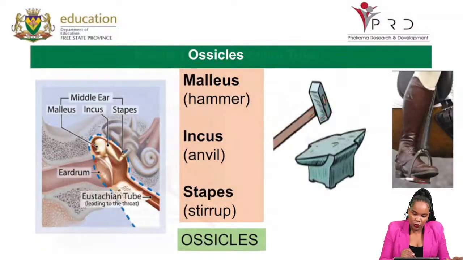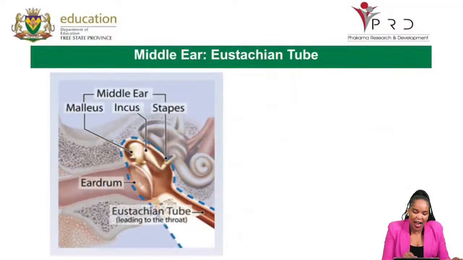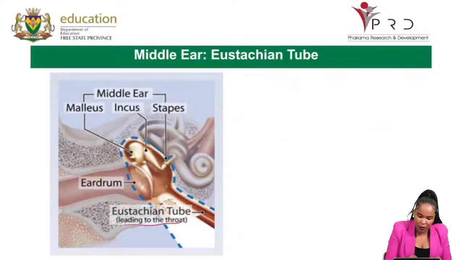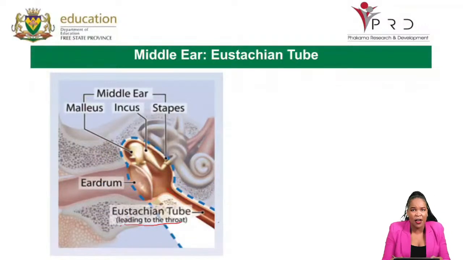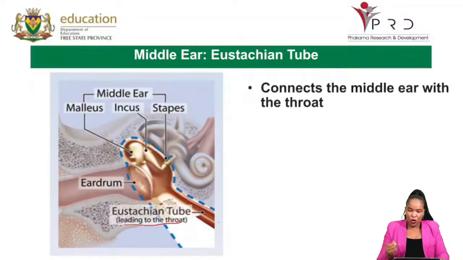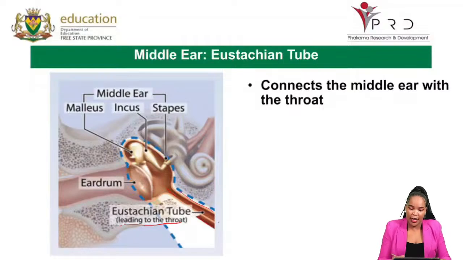Right, so moving on, you find also in the middle ear the eustachian tube. What is the eustachian tube? It is that tube that connects the middle ear to your throat. You see here, it comes from the middle ear to your throat. Have you ever thought about why it is that when your ears are blocked and you open your mouth or you yawn, they pop open? So this is the part that enables you to do that, and it also plays a role with swimmers. We'll talk about that later.